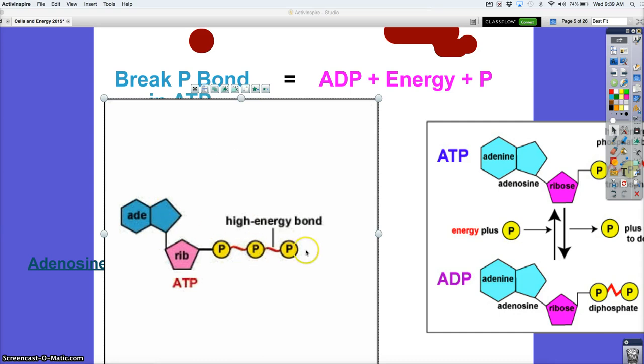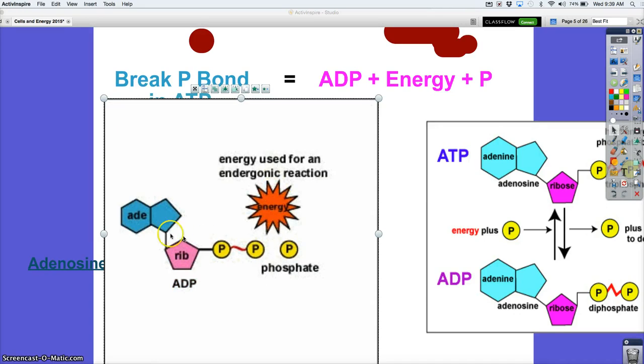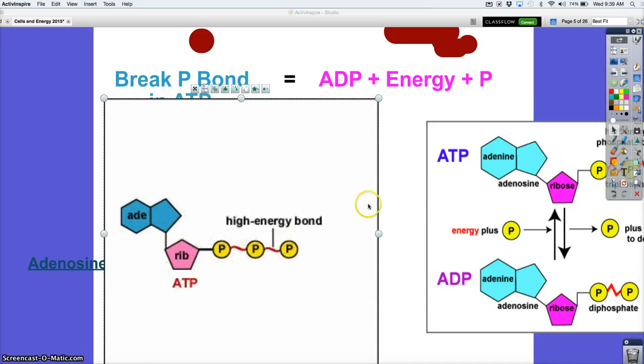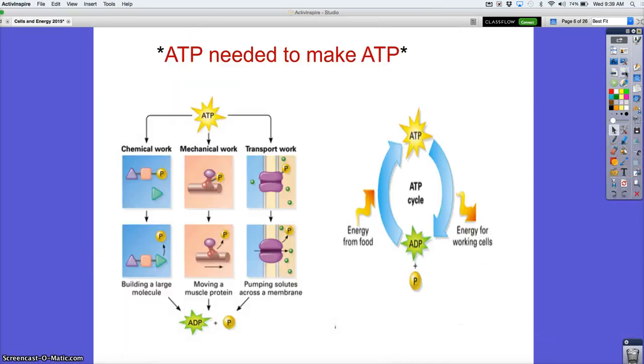You've got ATP. You're going to break this bond. Good question. How do you break it? Because molecules are always coming apart and coming back together. Energy is released, ADP and P left over. Okay? All right.